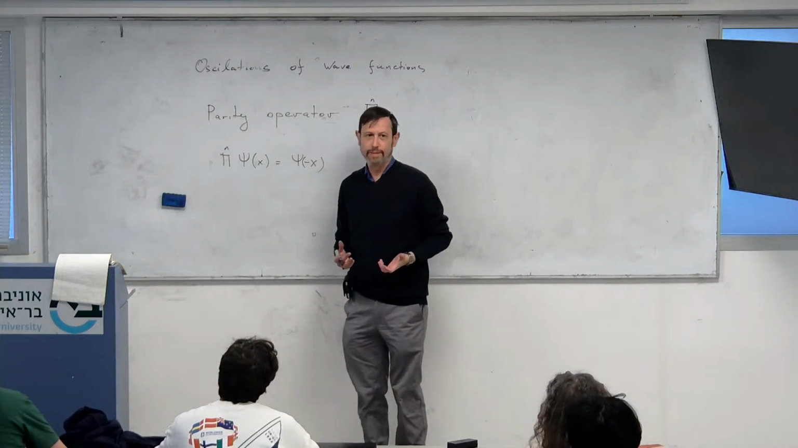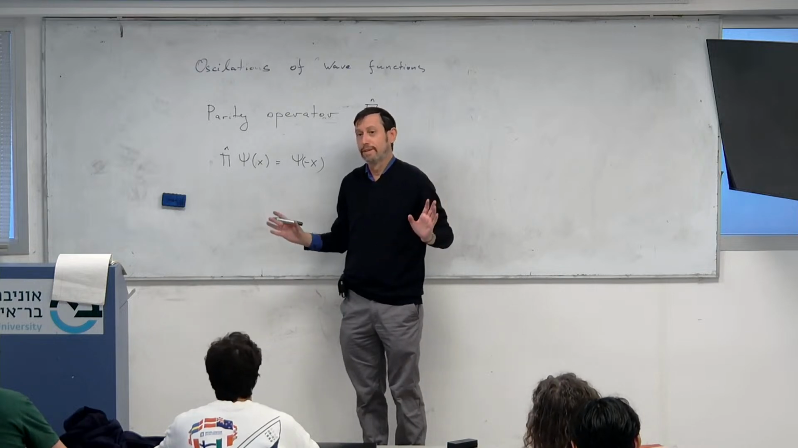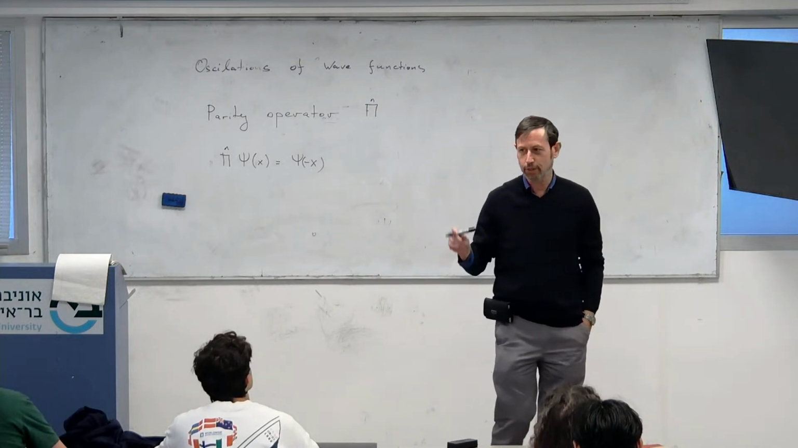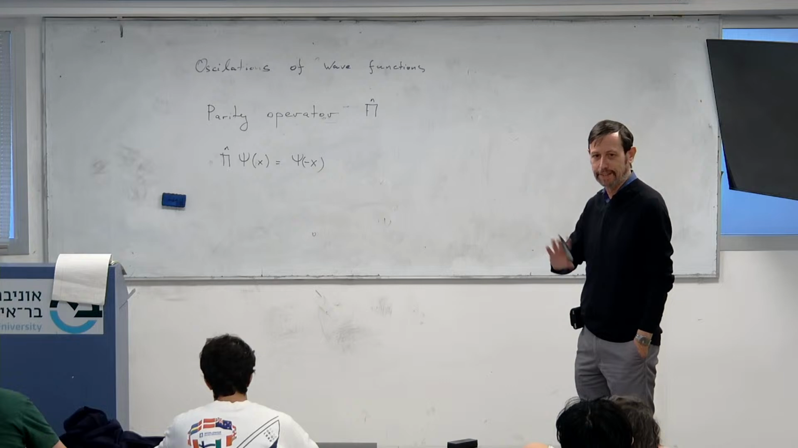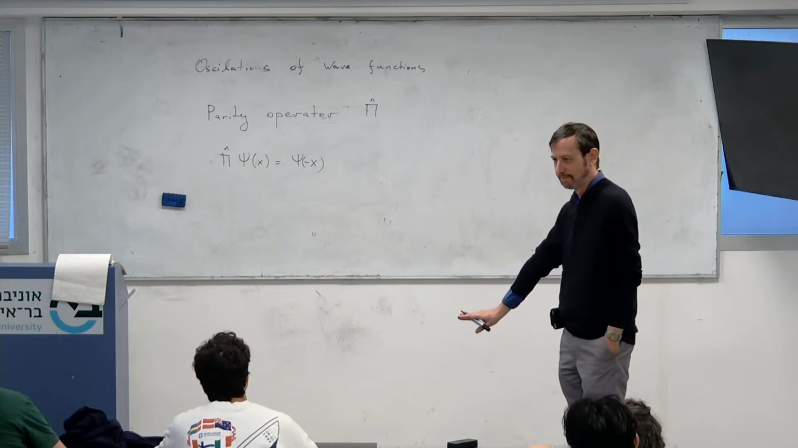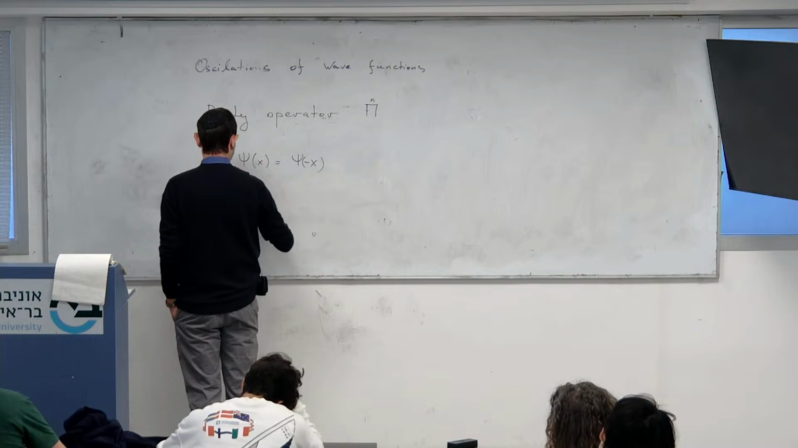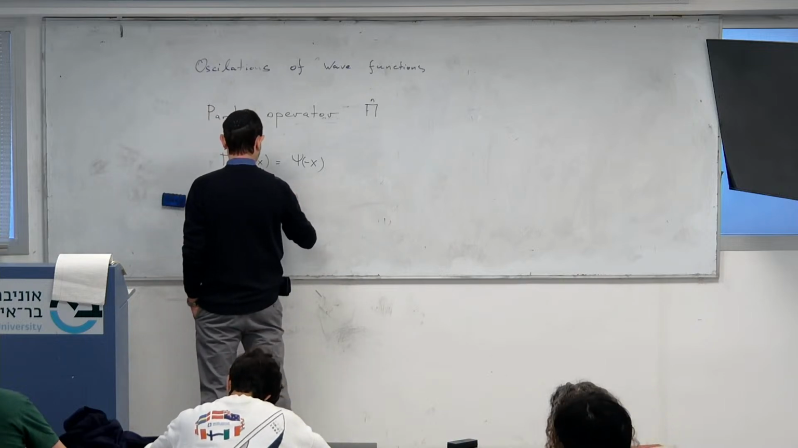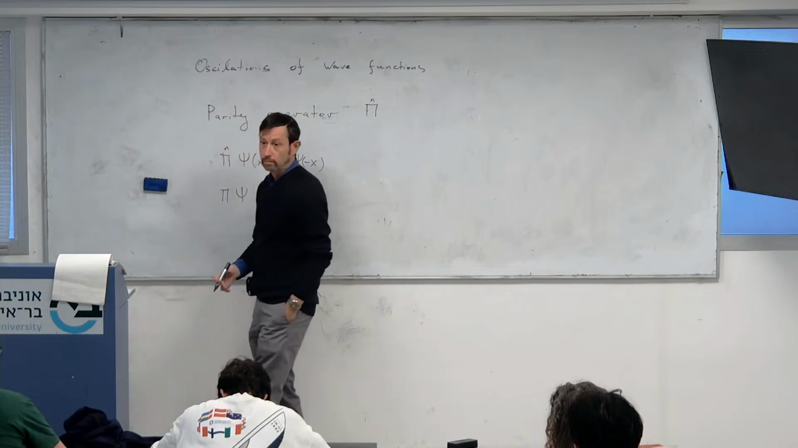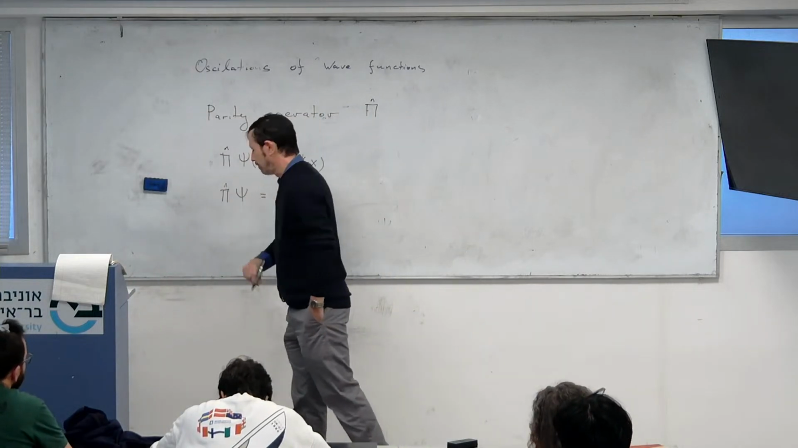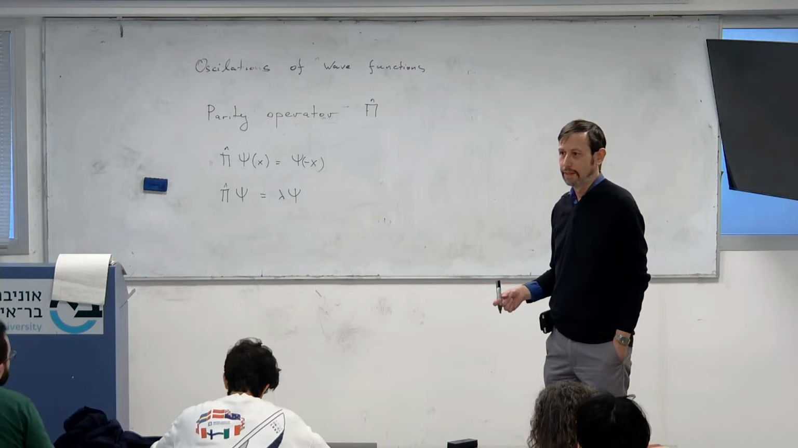If it's an operator, we need to find its eigenvalues and eigenvectors. Now it should be for you a knee-jerk reaction. You see the operator, what are its eigenvalues and eigenvectors? Once you understand that, you're in the game. That's an eigenvector and eigenvalue equation.